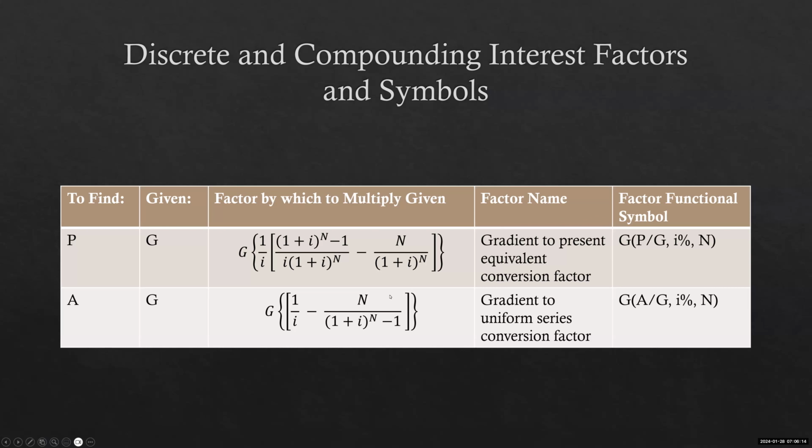Remember, all of these are derived in your textbook if you want to see the full mathematical derivation of how you get these formulas from the base formulas of compound interest. All of these start with our simple compound interest formula. The factor notation of this is G, A given G, i percent, n.